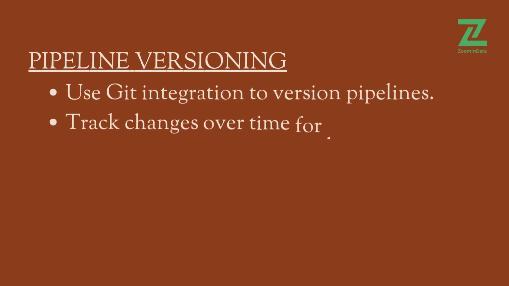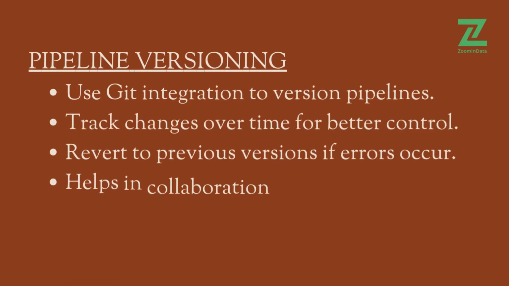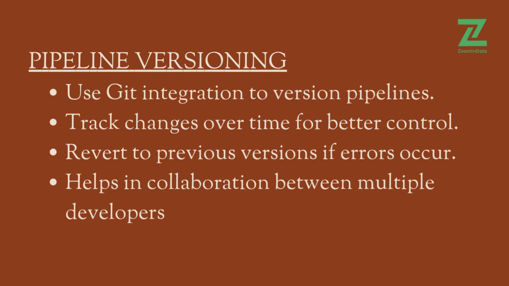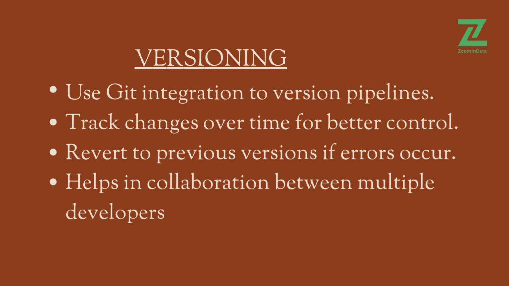Pipeline versioning is important for managing changes over time. By integrating Azure Data Factory with Git, you can track changes, collaborate with other developers, and revert to previous versions if needed. Versioning ensures better control and reduces the risk of errors.